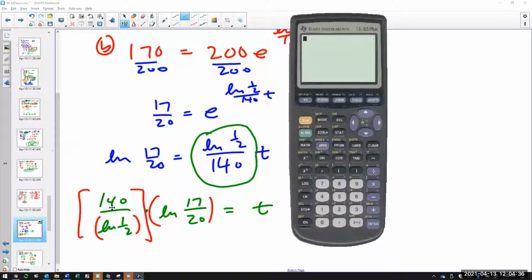And so I'm going to do 140 divided by ln of 1/2. So 140 divided by the ln. Oh wait, I didn't put in divide. Divide by the ln. You can just put in 0.5. That saves some time. Okay, make sure you hit enter. Okay, then multiply by the ln of 17 over 20. This one you actually do have to just enter the fraction. Okay, you guys tell me if I got the right answer. Yeah, and make sure you go 3 decimal places, truncate or round correctly, whatever your test says to do.